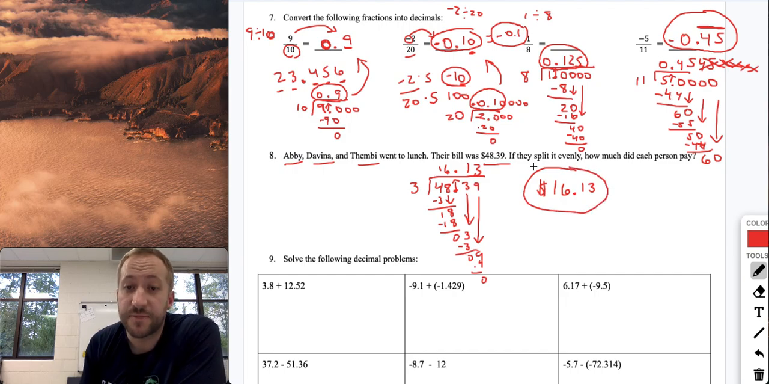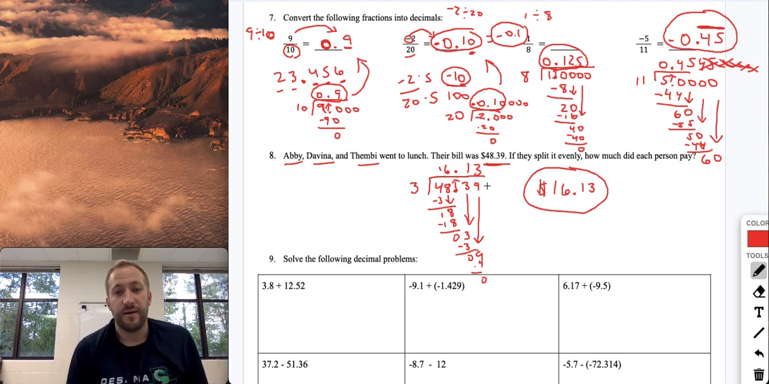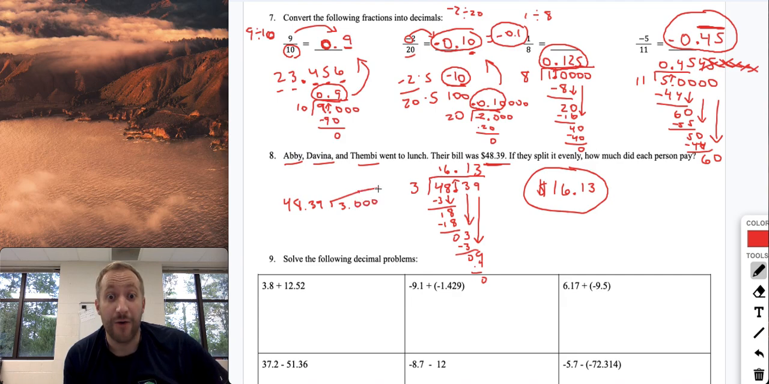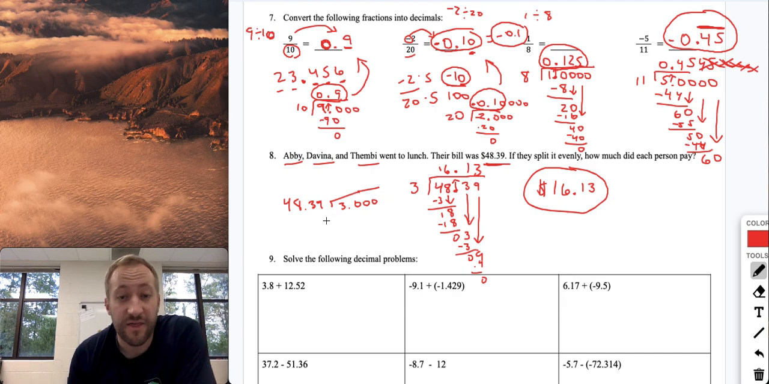Remember, whatever is being split up, the cost of the bill is being split up in this example. That goes inside the division box. All right. If you did it the other way and you try to do 48.39 into 3 and then try to add a decimal and zeros, wow, that would be a really, really difficult problem. Hopefully you realize that that is not how we're doing it. So the bill goes inside the division box.